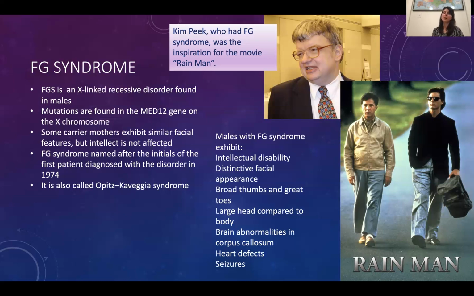He passed away in 2009, but there was a very famous man. He was called a mega savant, incredibly intelligent, but he had a lot of other disabilities, and his name was Kim Peek. He had FG syndrome, and he was the inspiration for the movie Rain Man, which won a lot of Academy Awards.